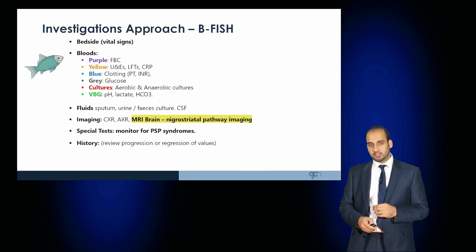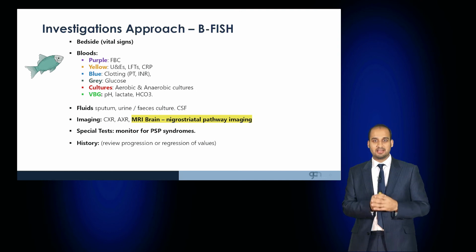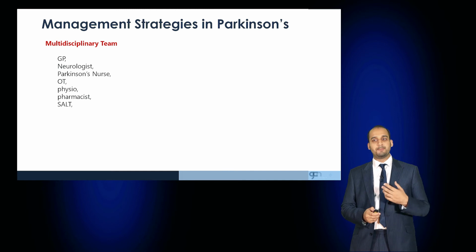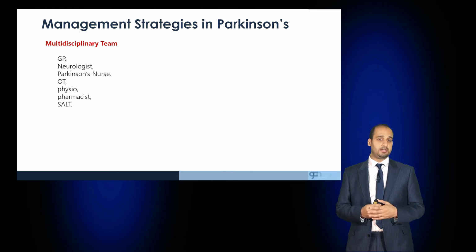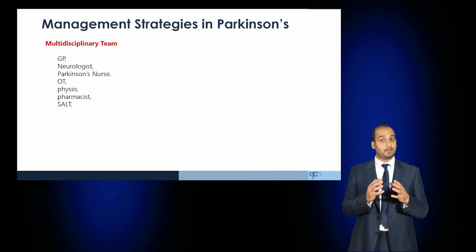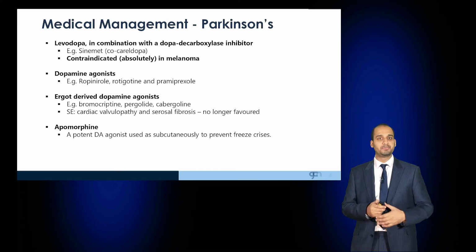The key investigations: neuroimaging. Patients require an MRI brain, particularly of the nigrostriatal pathway, to assess dopamine levels, and you're looking for degeneration in the nigrostriatal pathway. To manage Parkinson's is a multidisciplinary team, patient-centered approach requiring the general practitioner, neurologist, the Parkinson's nurse, the occupational therapist and physiotherapist, as well as a pharmacist to ensure patients have a regular supply of medication with good compliance, and a speech and language therapist.